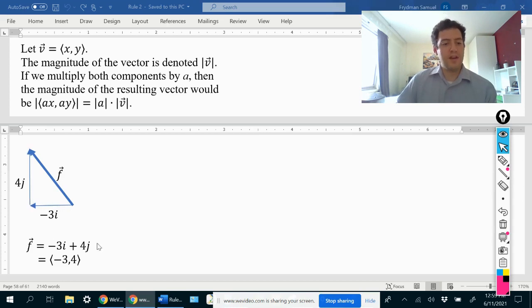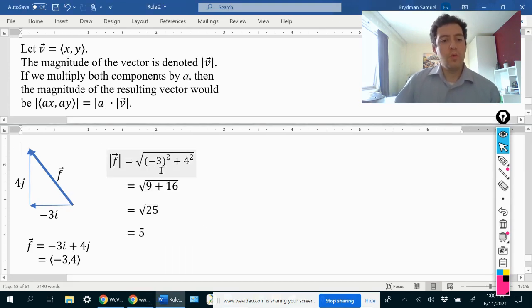Okay, so we can write that in a couple of different ways. We can say that vector f is equal to negative 3i plus 4j, or we can simply use the angle bracket notation and say that vector f is negative 3, 4. Okay, so we know what the components are. Now let's ask ourselves, what is the magnitude of vector f? How long is vector f?